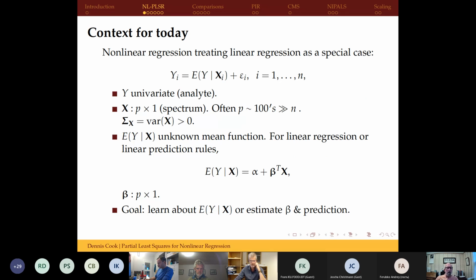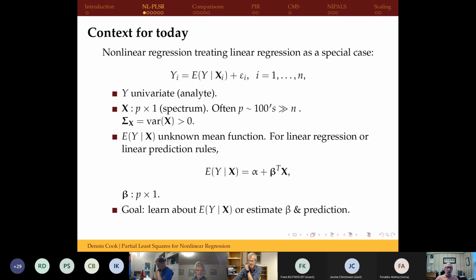And we have a sample of size n, so that model holds for i equal 1 to n. The predictors, a p by 1 vector, often p can be in the hundreds, which is a lot bigger than the sample size. And therein lies part of the problem. The mean function we're going to be largely assuming is unknown. So we don't know the mean function, which is characteristic of nonlinear regression problems.